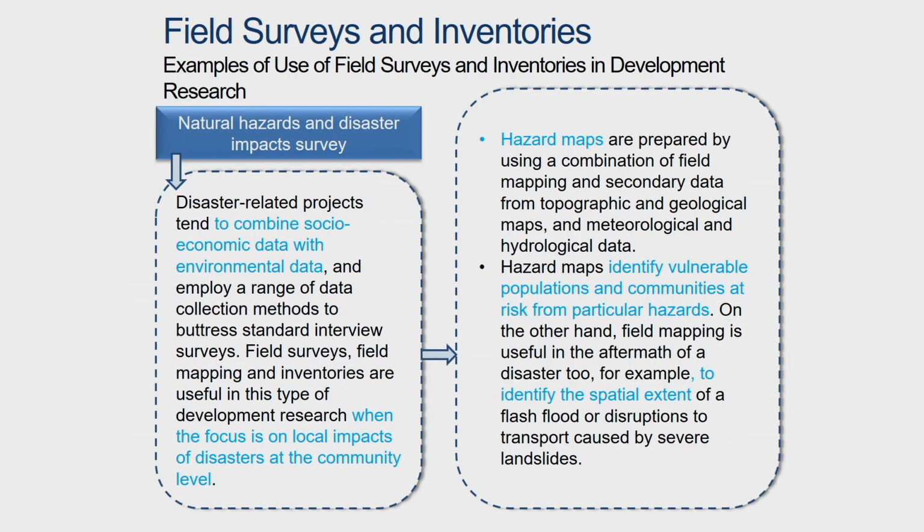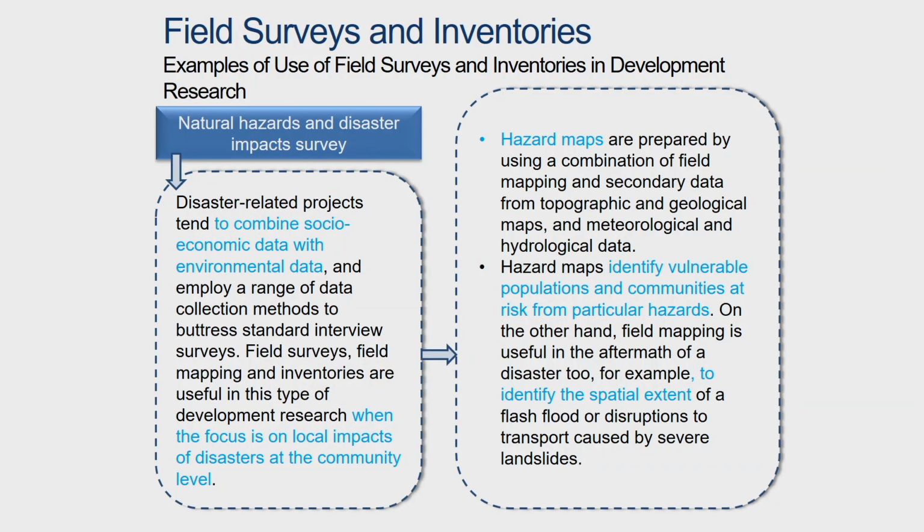Natural hazards and disaster impact surveys are another example. Disaster related projects tend to combine socioeconomic data with environmental data and employ a range of data collection methods to buttress standard interview surveys. So, here also the aim is to look at the local impacts of disaster at the community level. You can create hazard maps. They identify vulnerable populations and communities at risk from particular hazards.